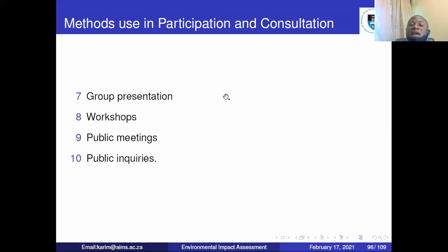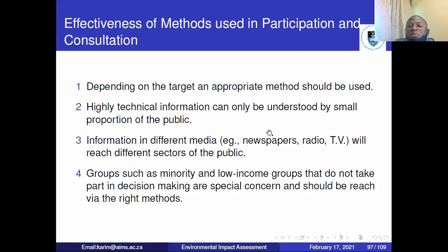So any of these methods can be used. You can use one method or three methods and then get your information from them. But we want the information to be effective so that they will be able to respond appropriately. So it depends on the target group, the people that you want to communicate to, then you use the appropriate method. If you are dealing with people who have no television sets, then you go and advertise the project on television. How will they hear and react?